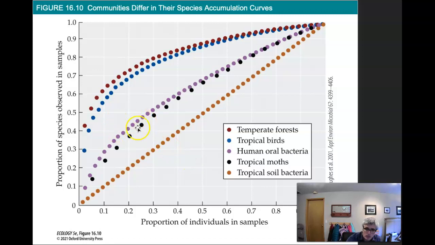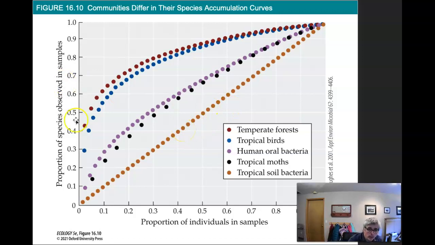For tropical moths and human oral bacteria, there was a steady incline, then it started to decline, but still not really at the asymptote. It's not really leveling off. For birds, there was a quick incline, and then it took more effort to get new species. We can plot this out and predict where it's going to end. Here it's a pretty big guess, and here there's no idea; this is not nearly enough samples to decide.